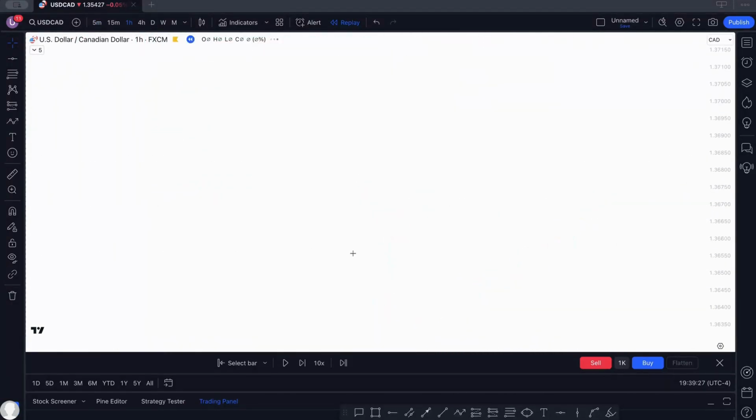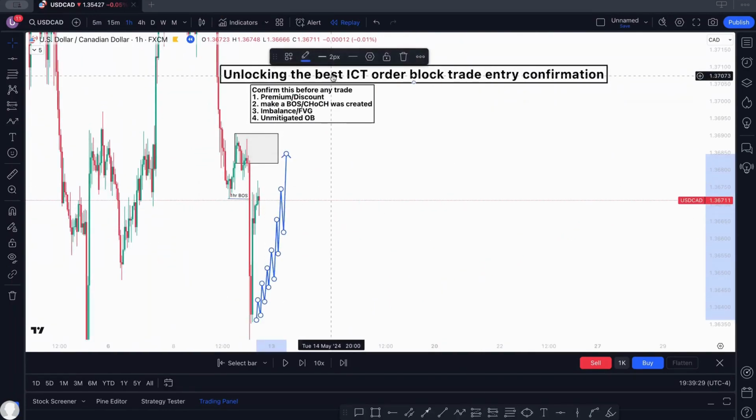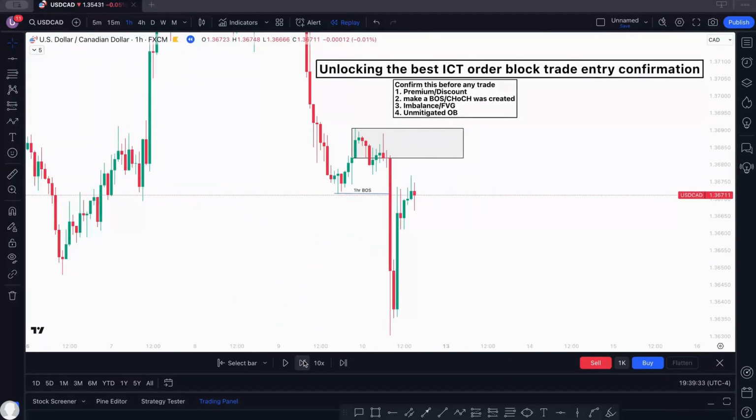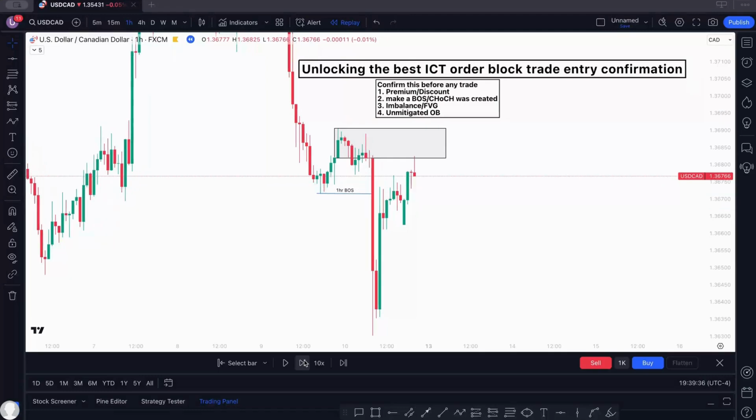Now, going back, I'm going to delete this diagram. On the 1 hour, I'm going to delete this diagram for you. On the 1 hour, I'm going to press play.